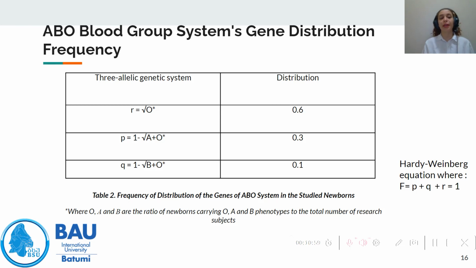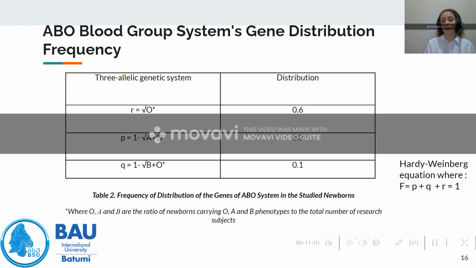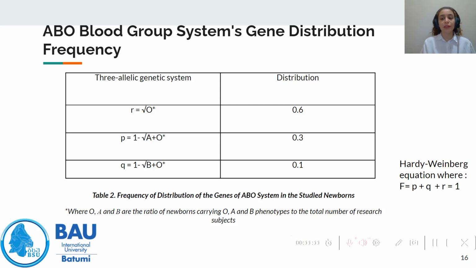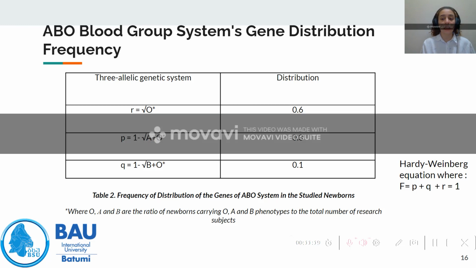We were interested in the ABO blood group system's gene distribution frequency. As we know, the ABO blood system follows a three-allelic genetic system of R, P, and Q. Using the Hardy-Weinberg equation, we calculated that the R allele was at 0.6, the P allele was at 0.3, and the Q allele was at 0.1. The total sum of this comes to 1.